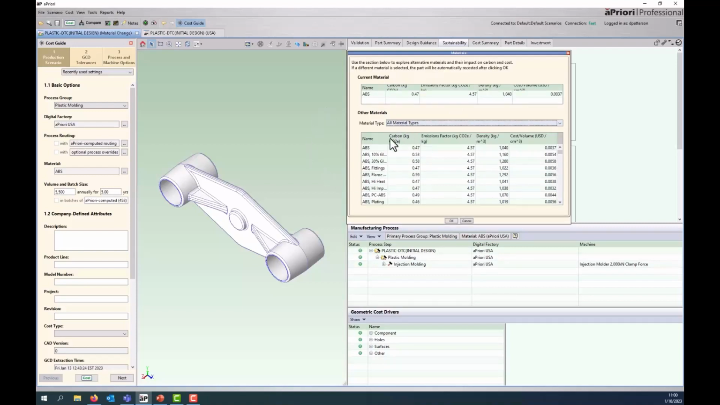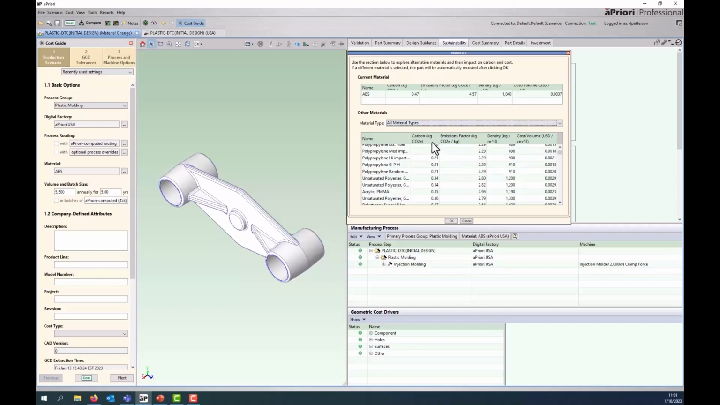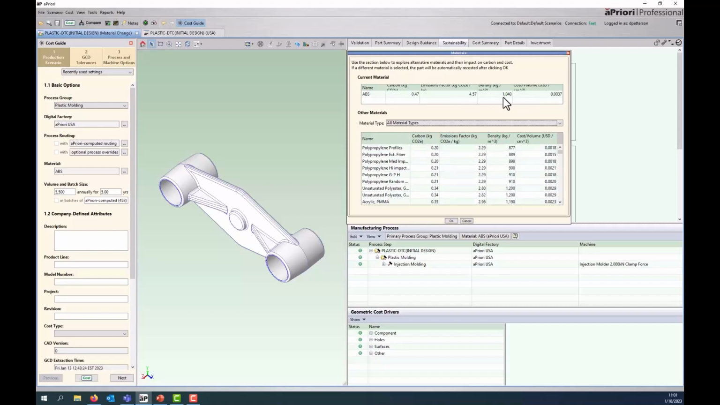So now we have the ability to sort based off of the carbon of the material, the emissions factor, as well as the cost per volume. So we can actually go through and really understand what would give us a reduction in carbon. Sorting from that lowest carbon to the top, we have that ability to see what's the emissions factor of those different materials. So here we're looking at our ABS, we're at 0.47 for carbon. We have the ability to sort and see what those different materials are.